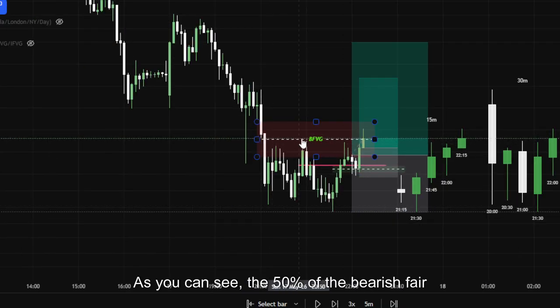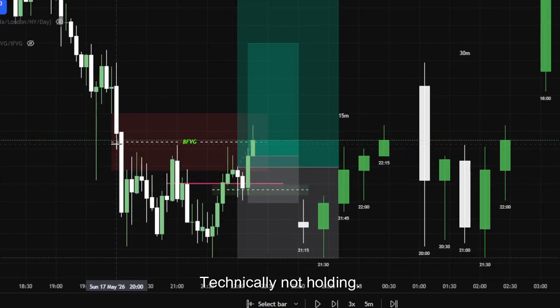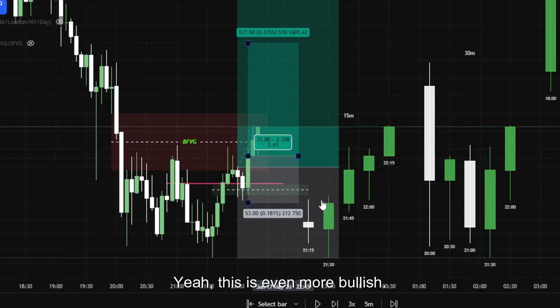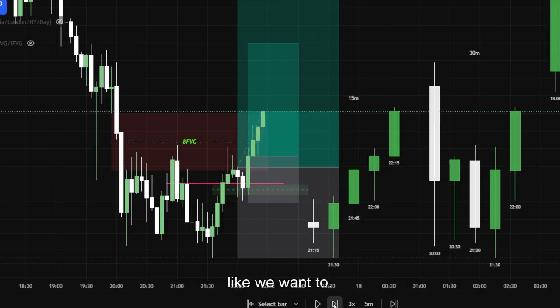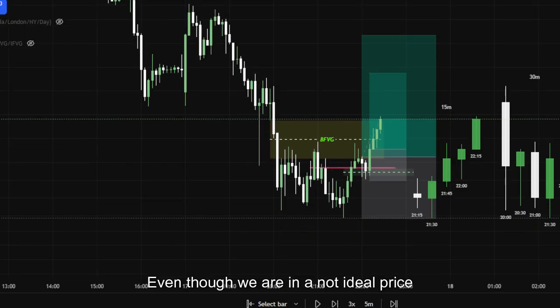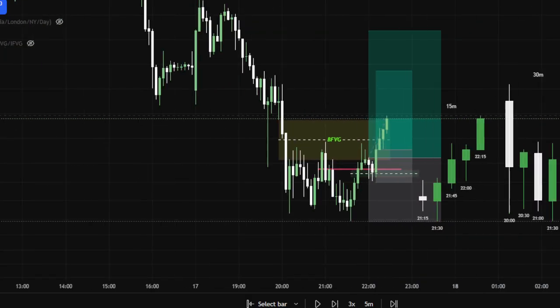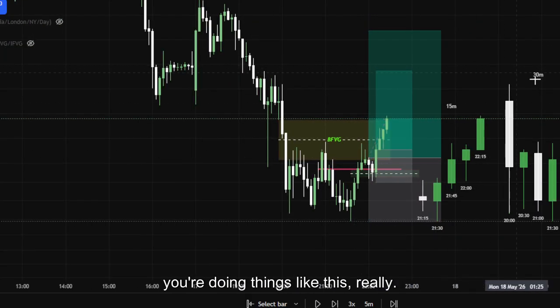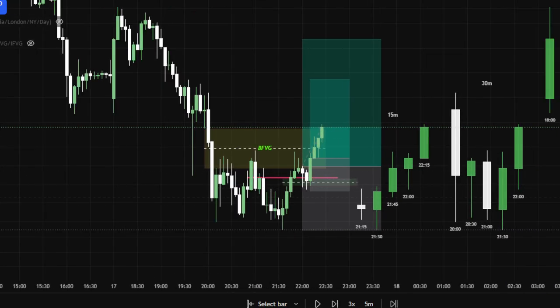As you can see, the 50% of the bearish fair value gap is technically not holding. It's close, but it's technically not holding. Yeah, this is even more bullish. So we haven't inverted it yet, but it looks like we want to. There we just invert it. So this is all bullish. Even though we are in a not ideal price action, you would be trading a retracement. You would need to be an advanced trader if you're doing things like this. Really, it wouldn't make sense for a beginner to be jumping in like that.